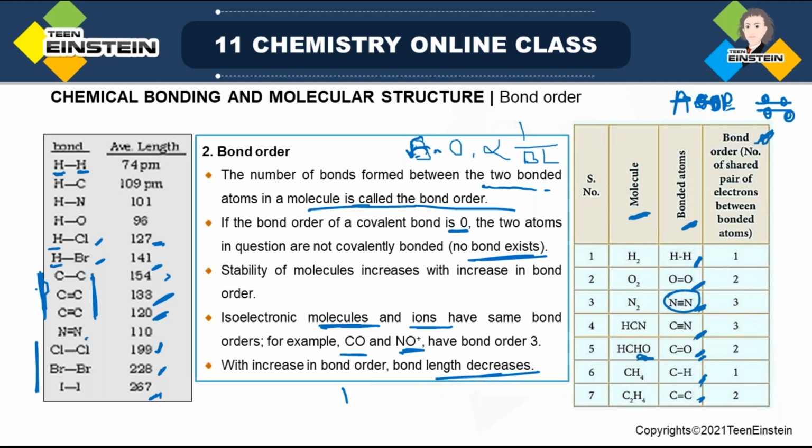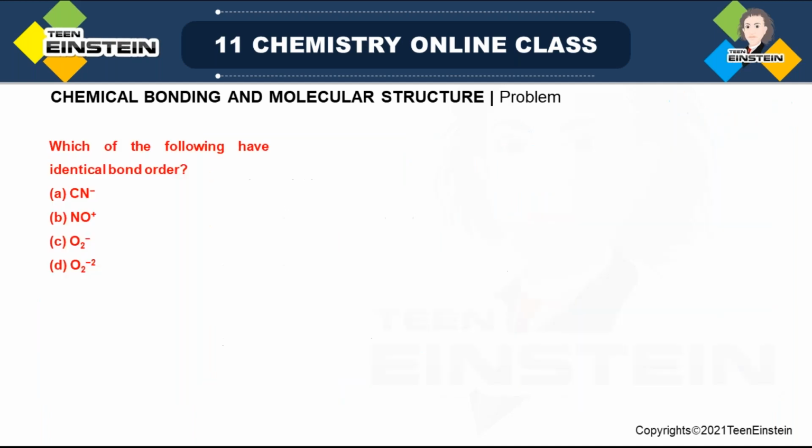Stability is directly related to bond order. Bond order increases, stability increases. But when you consider bond length, it is an inverse relationship.